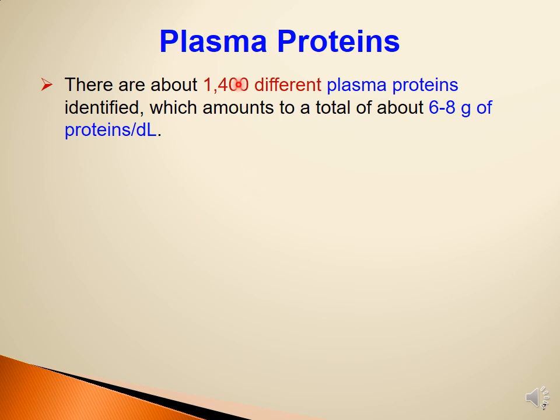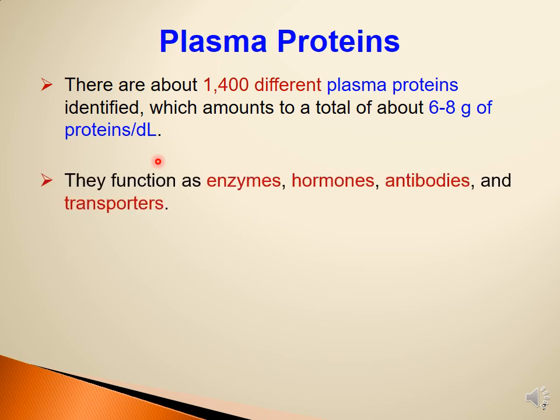In terms of plasma proteins, about 1,400 different plasma proteins have been identified so far in the human being, and these amount to a total of about 6 to 8 grams of proteins per deciliter of plasma. These proteins play a very important role in our body as they have enzymatic function, or they can act as hormones, antibodies, or transporters. So we can see those different functions that play a very crucial role in maintaining homeostasis.